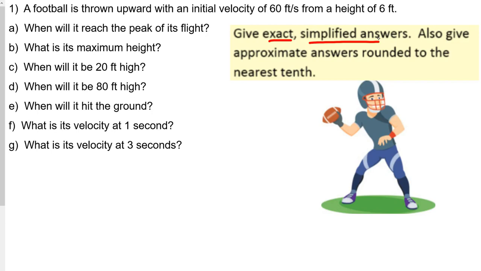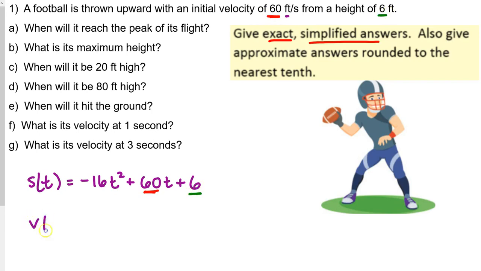I'm breaking this up into different slides, but for the whole problem, let's go ahead and find our position equation. Notice that the units are feet, so let's make sure we use the equations that involve feet. The position is going to be s of t equals negative 16t squared plus 60t plus 6. Notice I substituted 60 in for the initial velocity and 6 in for the initial height. And then the velocity equation is v of t equals negative 32t plus 60.